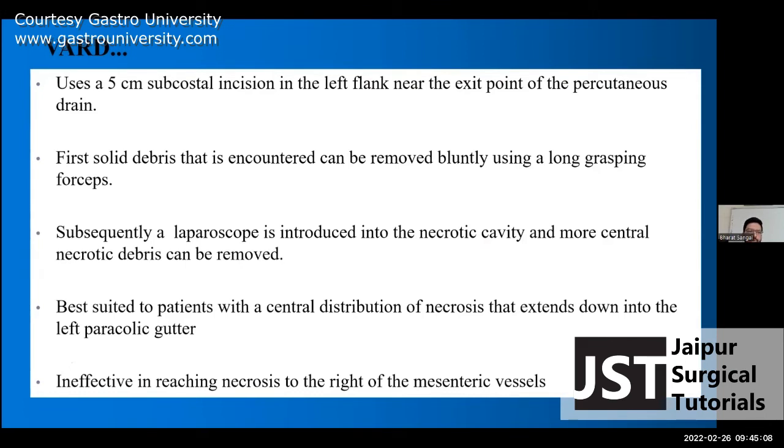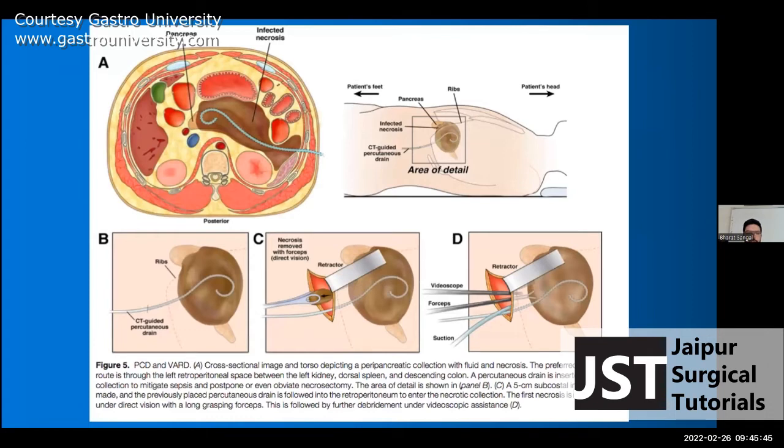So in VARD, we put a 5 centimeter subcostal incision in the left flank near the exit point of the percutaneous drain, and the solid debris that is encountered first can be removed bluntly by using long grasping forceps. This is done blindly, and subsequently a laparoscope is introduced into the necrotic cavity, and hence more central necrotic debris near the body of the pancreas can be removed. This technique is more suited to patients with central distribution of necrosis that is extending down towards the left paracolic gutter. But it is quite ineffective in reaching necrosis to the right of the mesenteric vessels. This diagram here is showing the steps as mentioned previously with the VARD technique.